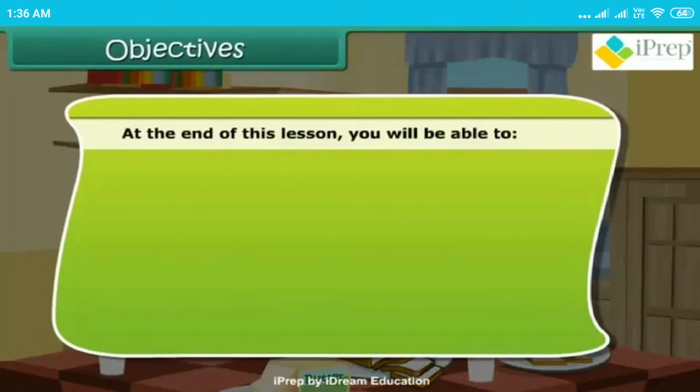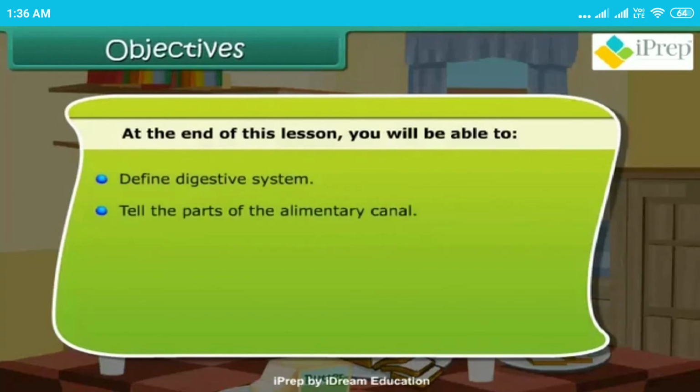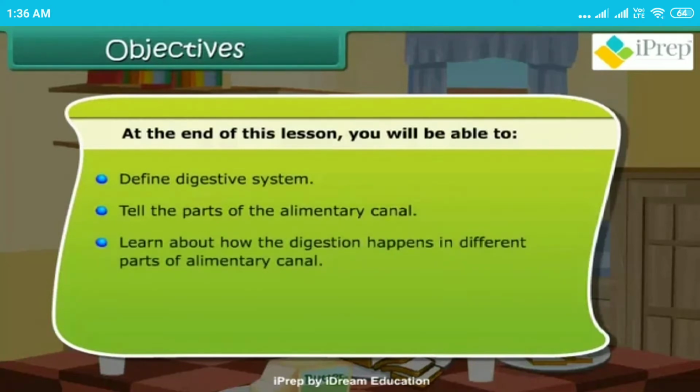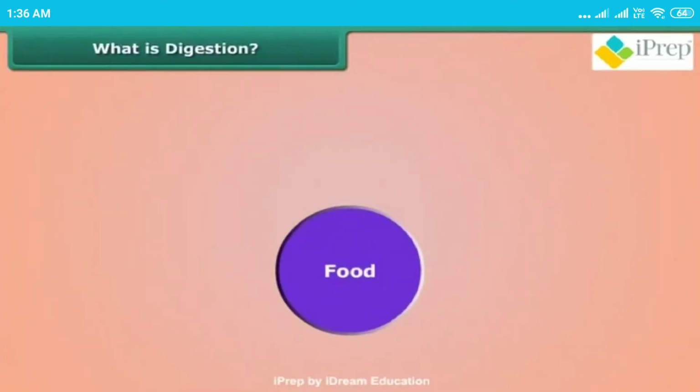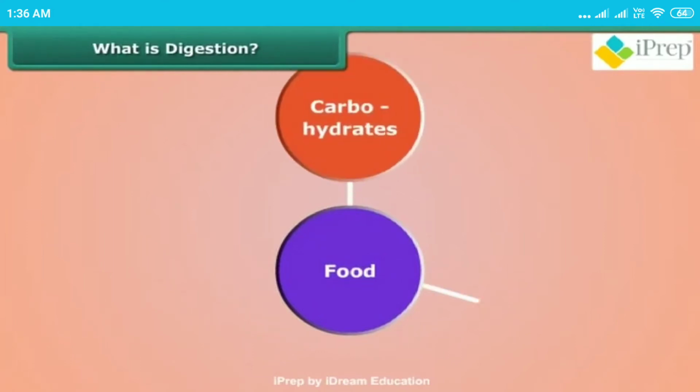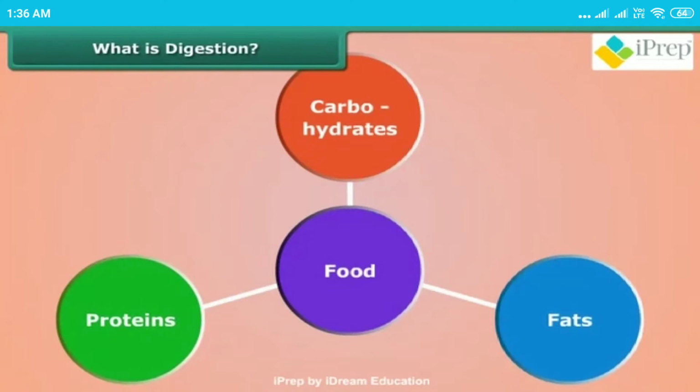At the end of this lesson, you will be able to define digestive system, tell the parts of the alimentary canal, learn about how the digestion happens in different parts of alimentary canal, explain digestion in grass-eating animals, discuss feeding and digestion in amoeba. We all know food is made up of complex substances like carbohydrates, fats, and proteins.